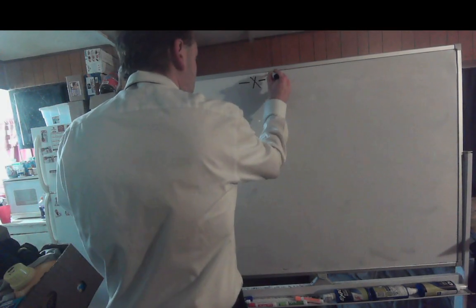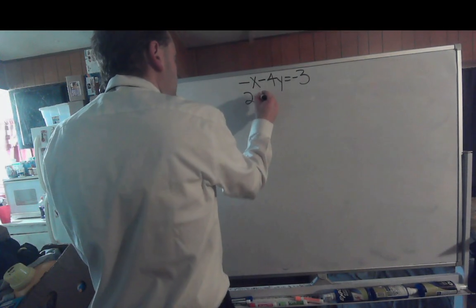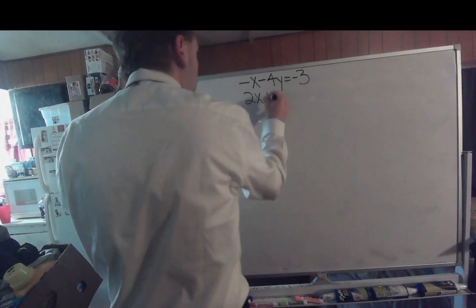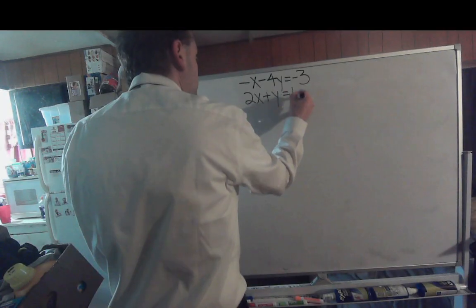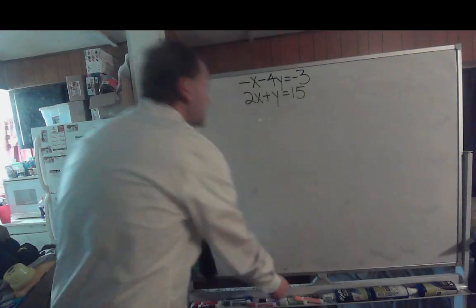All right. We have -x minus 4y equals -3. We have 2x plus y equals 15. So we're going to solve this system of equations here.